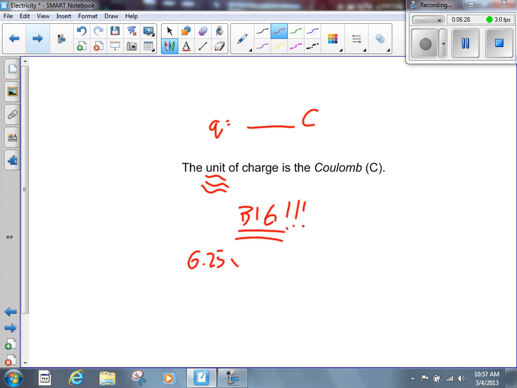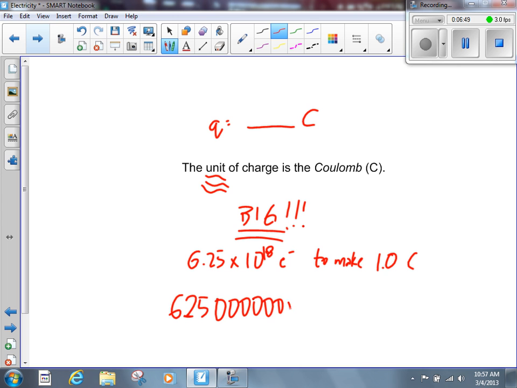6.25 times 10 to the 18 electrons to make up 1 coulomb. That's 625 with 16 zeros after it. 1, 2, 3, 4, 5, 6, 7, 8, 9, 10, 11, 12, 13, 14, 15, 16. That's how many electrons you need to have to make 1 coulomb of charge. That's our basic unit of charge, but it's a big unit.